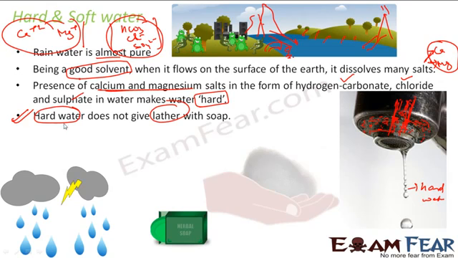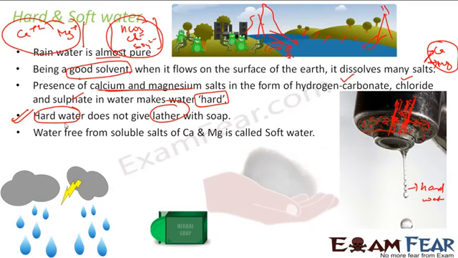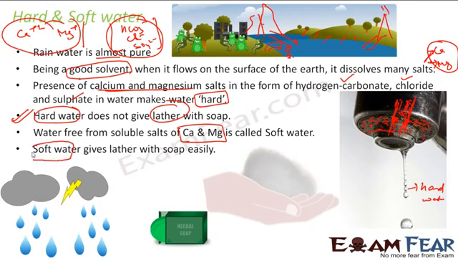Just now understand that a very simple test to find out if water is hard or not is to mix it with soap. If you get lather, the water is soft. If you don't get lather, the water is hard. Also, water that is free from calcium and magnesium ions is called soft water. If there are no calcium and magnesium cations, water is soft. If it has them, it is hard. That's why soft water easily gives lather with soap. So that is all about hard and soft water.